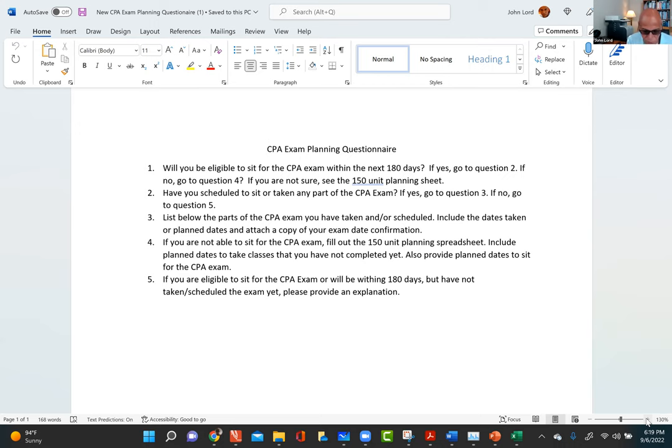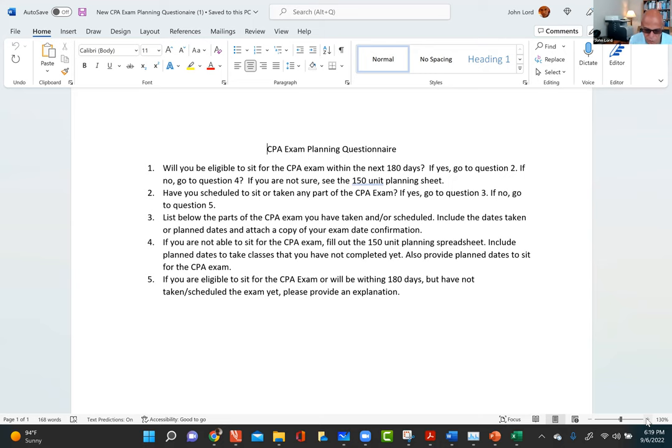Let's just go to question 3. List below the parts of the CPA exam you have taken and or scheduled. Include the dates taken or planned dates and attach a copy of your exam date confirmation. 4, if you are not able to sit for the CPA exam, fill out the 150-unit planning spreadsheet.